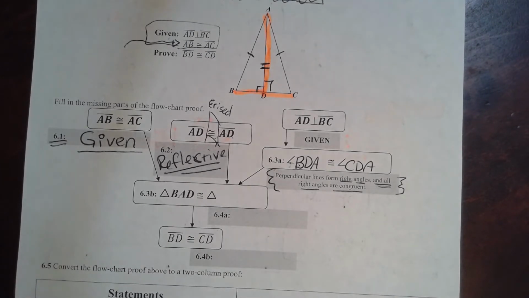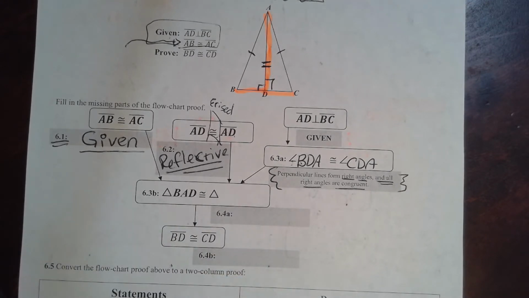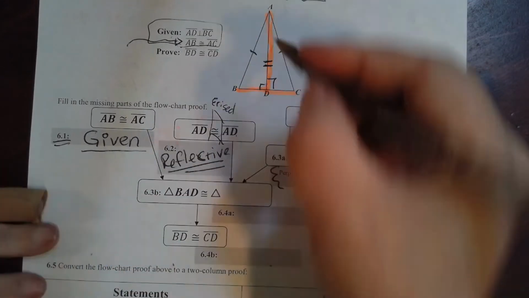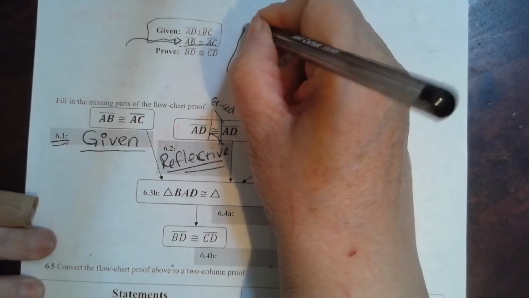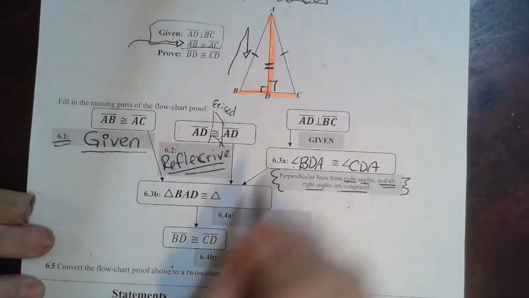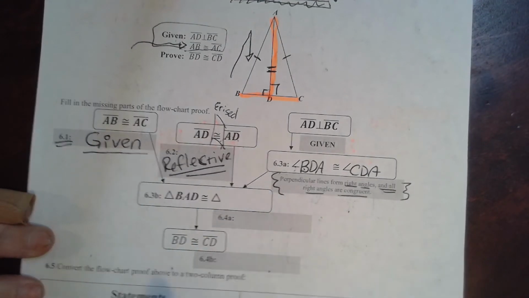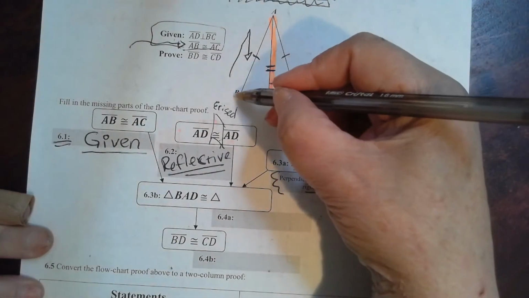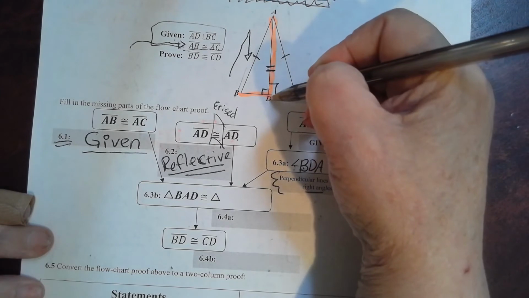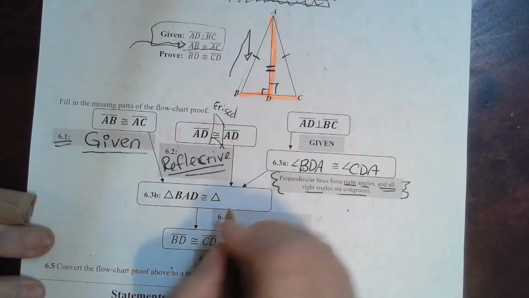All right, so now it says here that we have 2 triangles that are congruent. One of them is triangle BAD, and we have to figure out what is the other triangle. That's what we're going to put here, and we have to figure out why they're congruent. So BAD is congruent to triangle CAD.